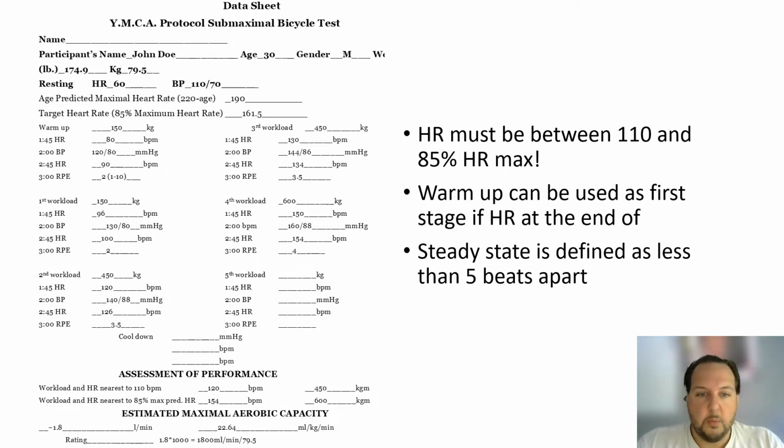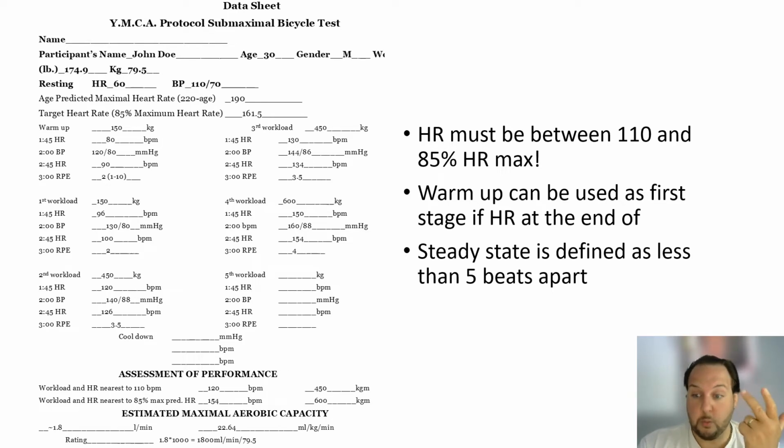All right. And we get a couple more vitals, heart rates, blood pressures. By the way, all these blood pressures look good. None of these are indicators for stopping a test. Same with the heart rates. And here we have another steady state heart rate. This is an easy example because in workload 3 is a steady state heart rate that is between 110 and 85% heart rate max.